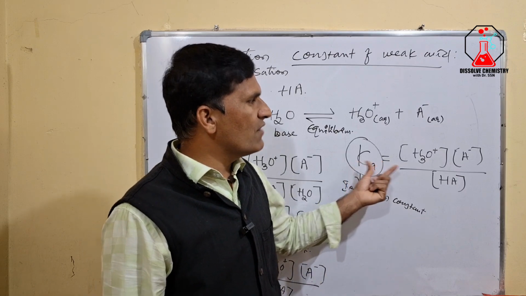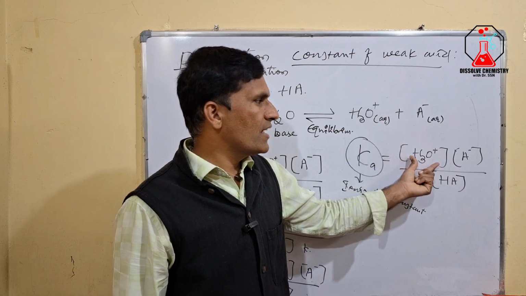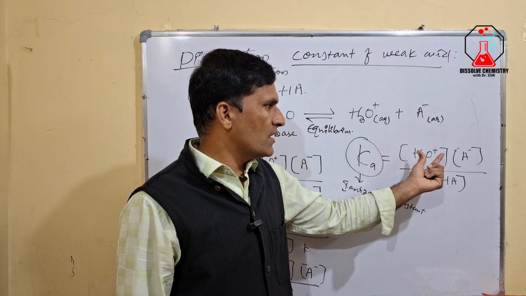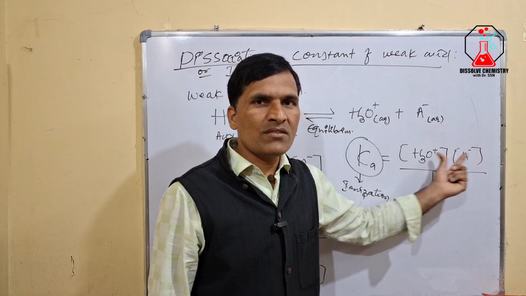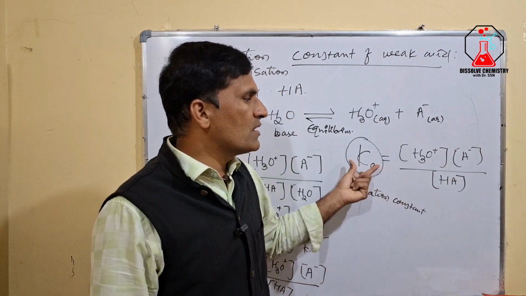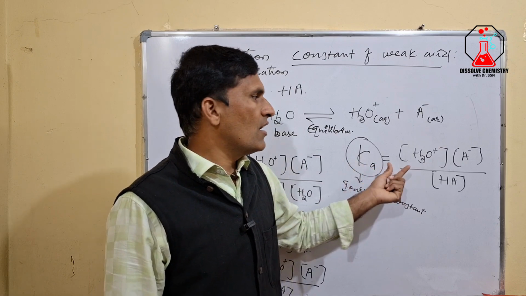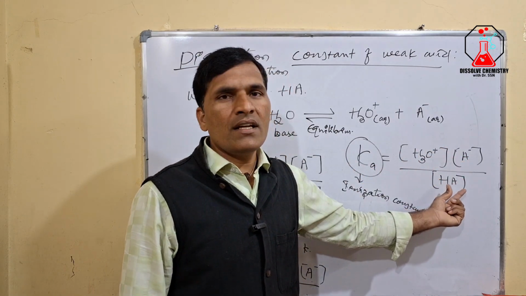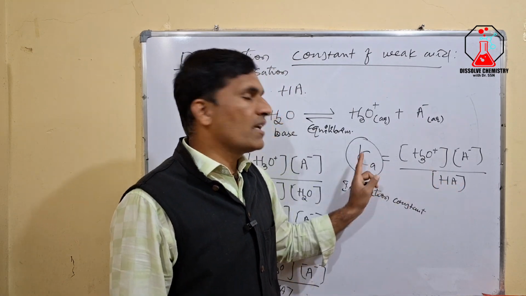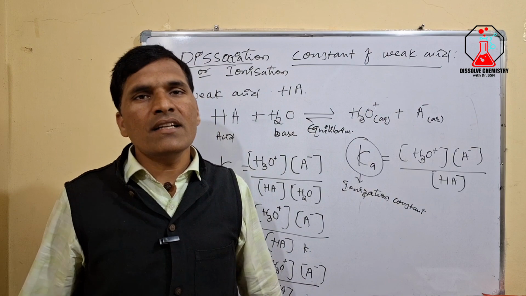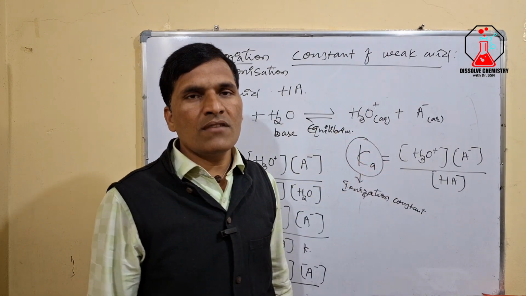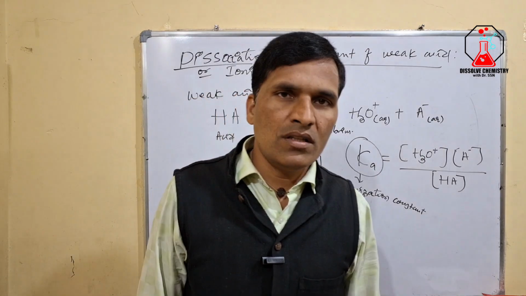If the Ka value is high, that itself indicates it, because this is only possible when the values of H+ and A-, which are in the numerator, are high. Or if their values are low, or the HA value in the denominator is high, then the Ka value will go down. So the strength of the acid can be expressed in terms of the dissociation constant.